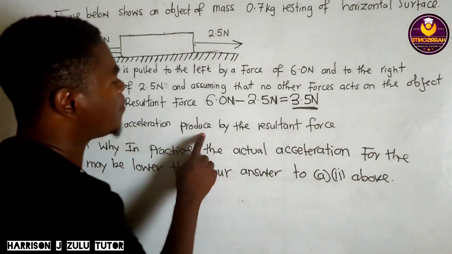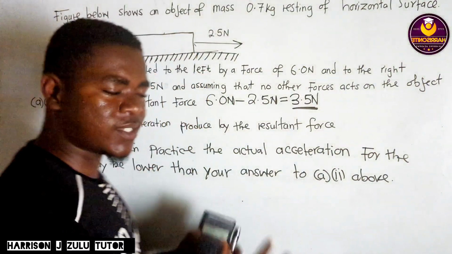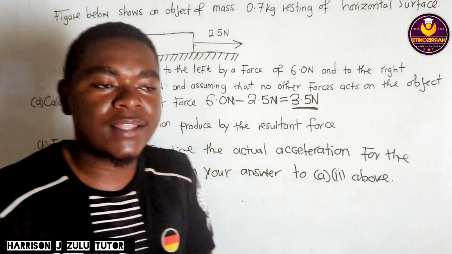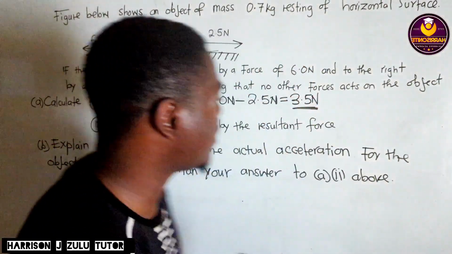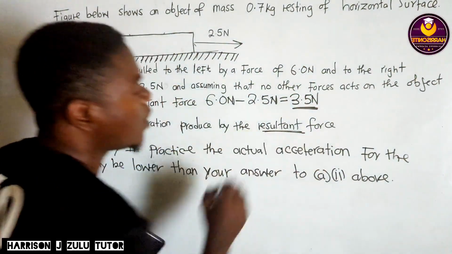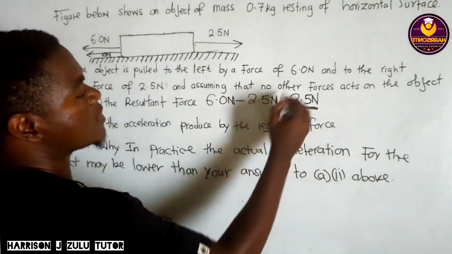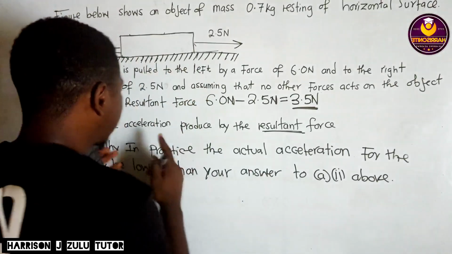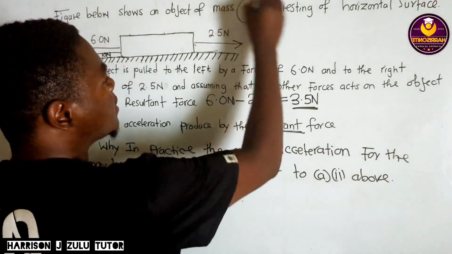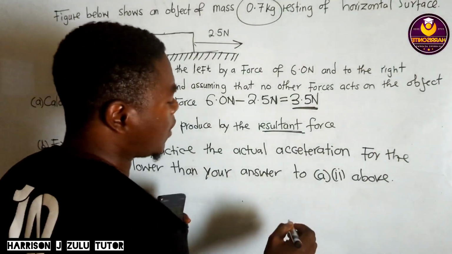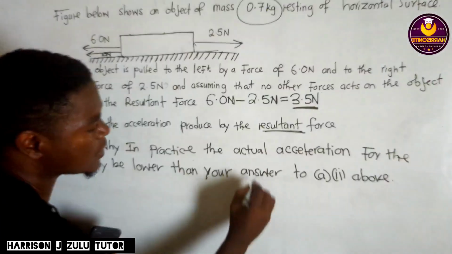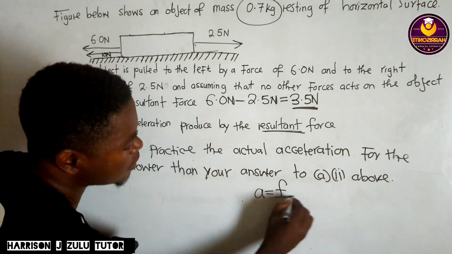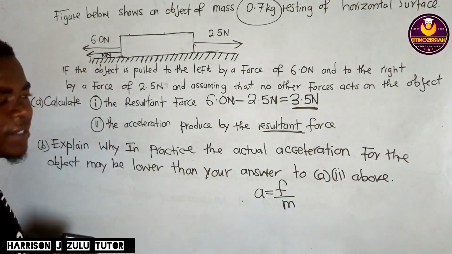The acceleration produced by the resultant force. So they're telling you to calculate now the acceleration that is produced by the resultant force. Where is the resultant force? The resultant force is here. So for acceleration, we are given the mass. What we are going to do is say that acceleration is equal to force over mass. This is a particular formula.